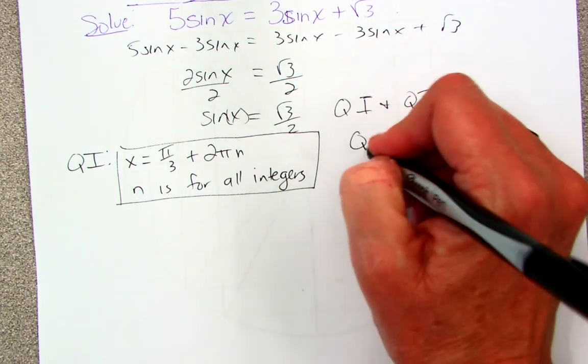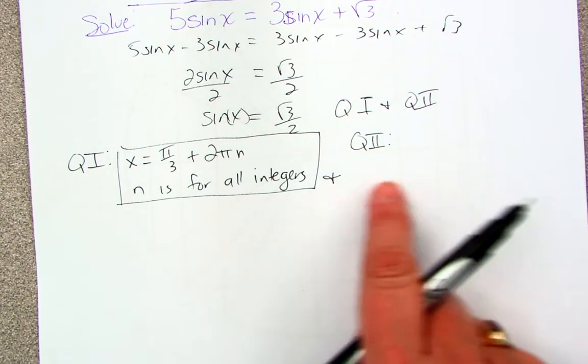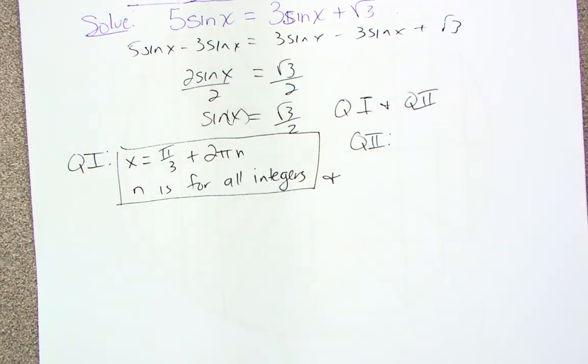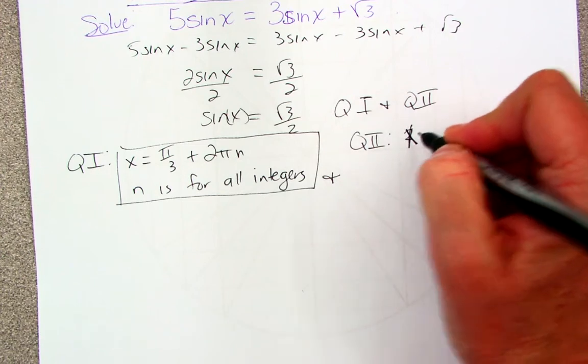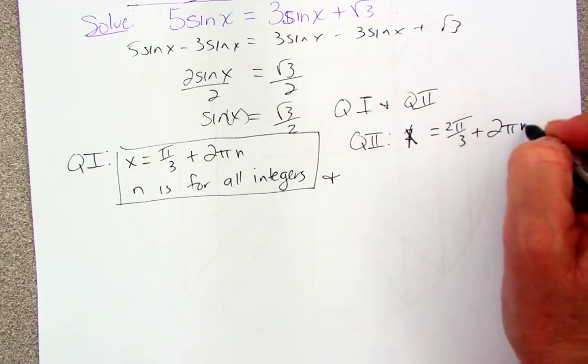I'm going to go to quadrant 2 and gather those because there's more. I'm going to put and here. Remember, that's my symbol for and. I have this is the answer and I need to get some more. In quadrant 2, what makes this true? So the x could equal 2 pi over 3 plus every rotation.